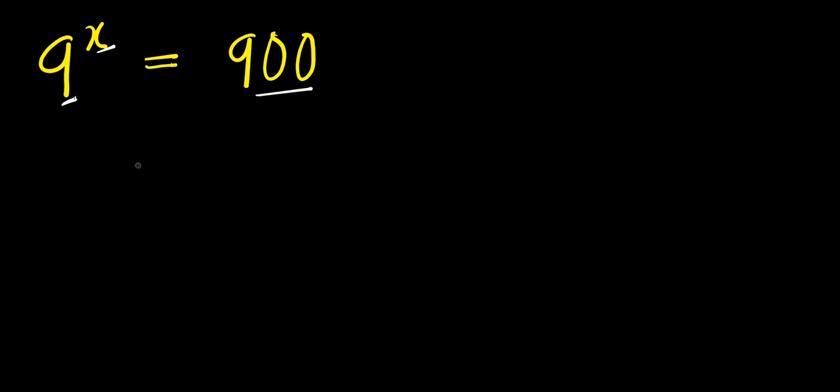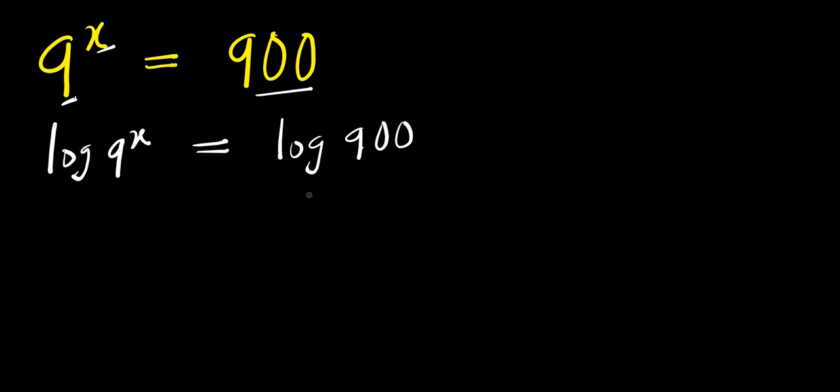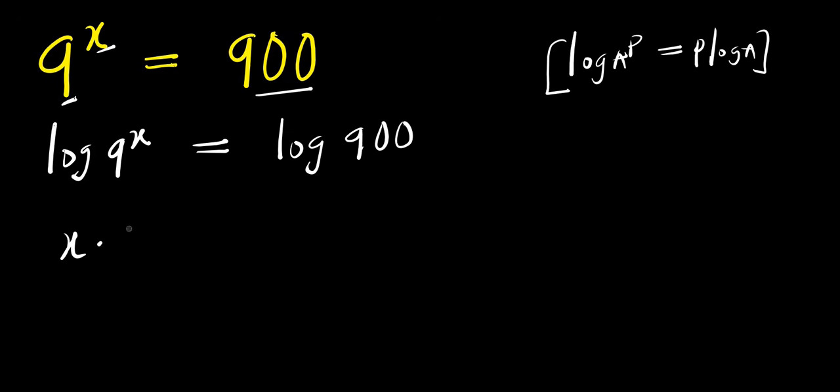So I can apply log to both sides: log 9 to the power x equals log 900. Now if you have log a to the power p, this equals p times log a. So we have x times log 9 equals log 900.